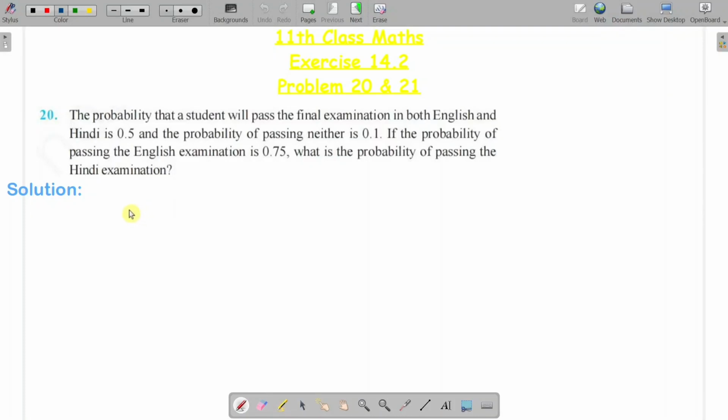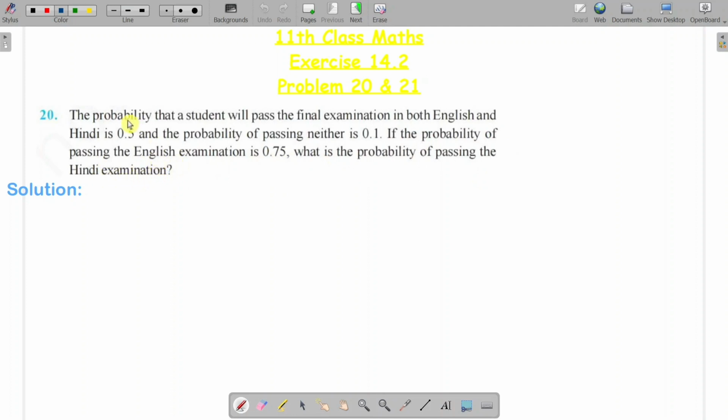In this video we will solve problem 20 and 21 of exercise 14.2 in 11th class maths. The 20th problem is: the probability that a student will pass the final examination in both English and Hindi is 0.5 and the probability of passing neither is 0.1. If the probability of passing the English examination is 0.75, what is the probability of passing the Hindi examination?